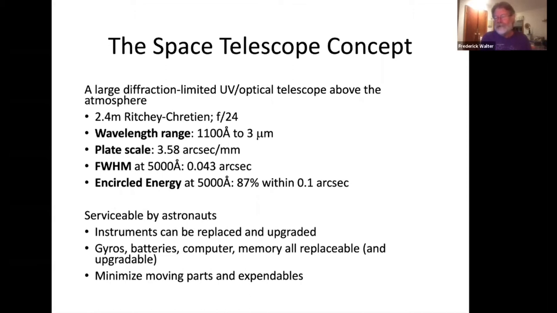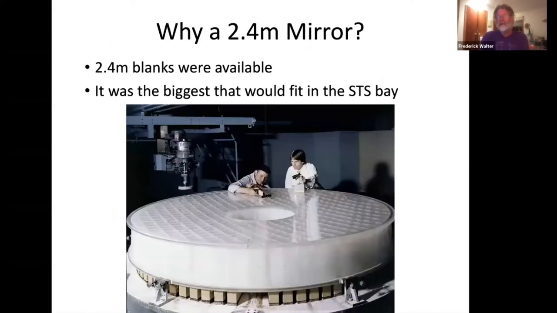There are no reaction jets or rockets on the spacecraft. There's almost nothing to wear out. So it was designed as a long-term observatory in space. And for that cost, you want to keep it up there for a long time. Why 2.4 meters? Well, it would fit in the bay of the space shuttle. And there were lots of 2.4 meter blanks available.